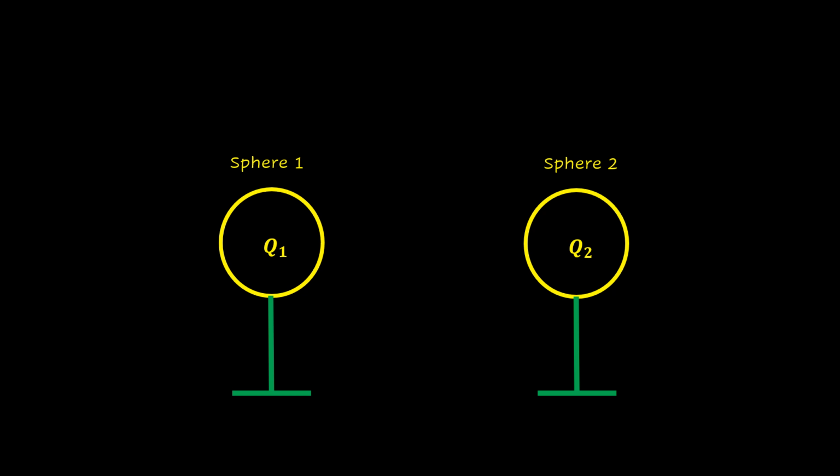Let's consider two identical conducting spheres, sphere 1 and sphere 2, on insulating stands. The sphere is a conductor, meaning it allows negative charge or electrons to flow freely. The stand which the sphere is placed on is an insulator, meaning it does not allow free electron movement or free negative charge movement.